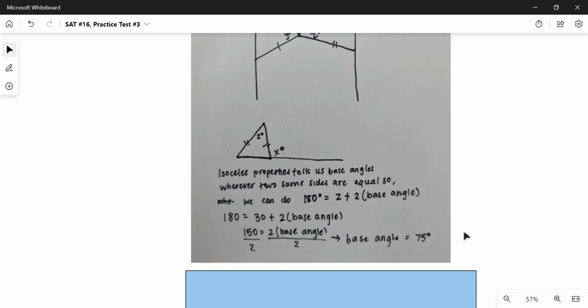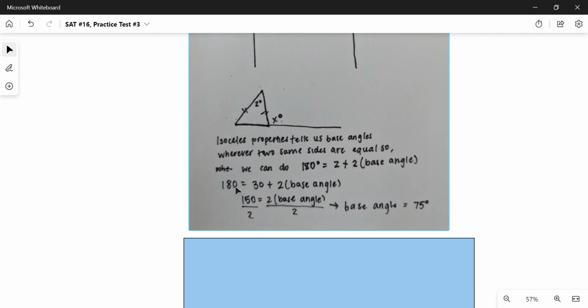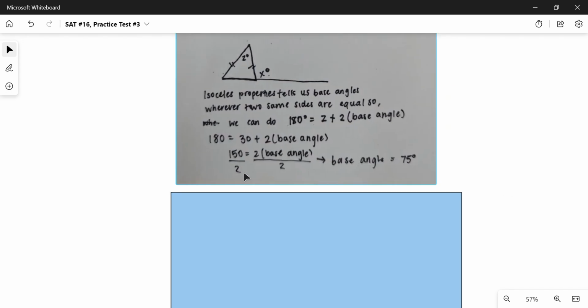So when we put in our z value of 30, we get 180 equals 30 plus 2 times the base angle. Then we move 30 to the left-hand side, which gives you 180 minus 30, which is 150, equals 2 times the base angle. To get rid of the 2, we divide both sides by 2. That leaves us with 150 divided by 2, or 75 degrees. So one base angle equals 75 degrees.